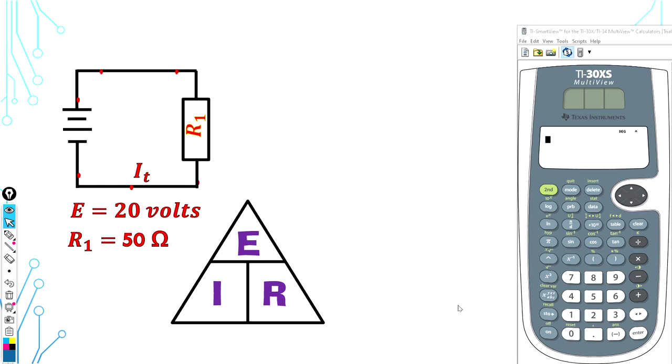All right, in this lesson we're going to be learning about parallel circuits. But before we get to the parallel, just a quick review of Ohm's law in series circuits. And what makes this a series circuit is there's only one path for electrons to flow.